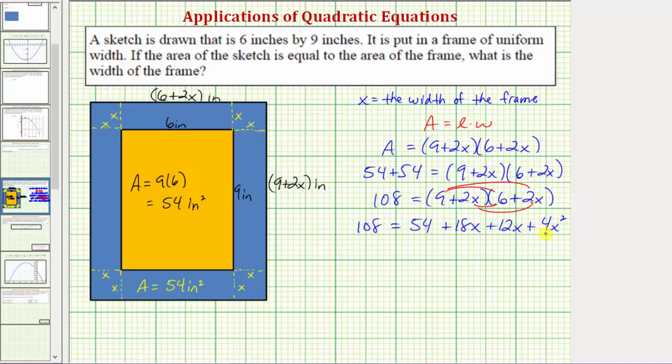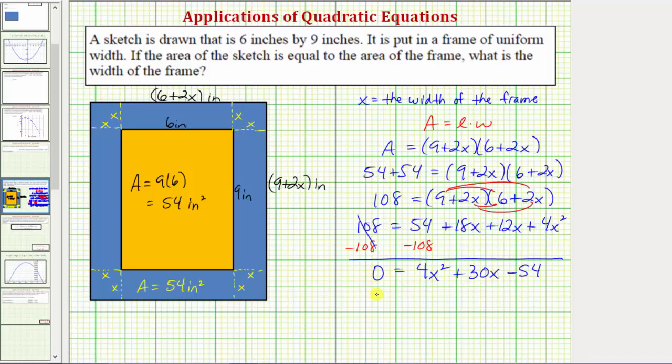Because we have a quadratic equation, let's set it equal to 0 and see if we can solve by factoring. So let's subtract 108 on both sides. And simplifying, this difference is 0, so we have 0 equals, let's put the squared term first, 4x squared. We have two x terms, 18x plus 12x is 30x, so plus 30x. And finally, 54 minus 108 is negative 54, so we have minus 54.